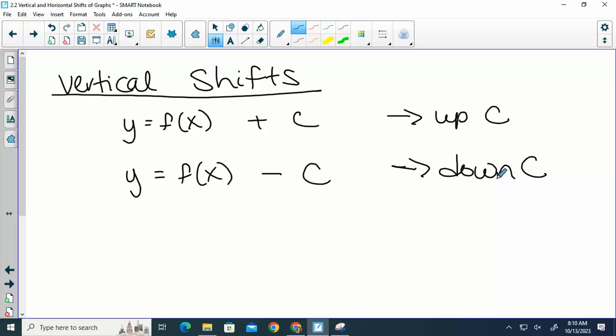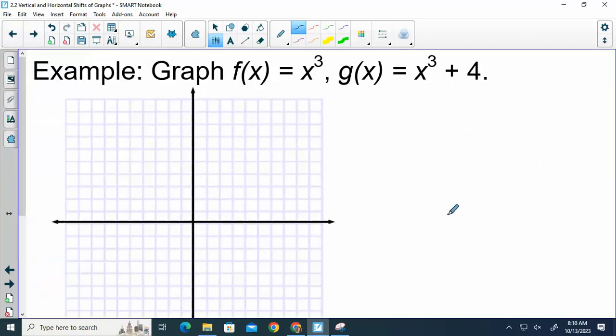When we graph these, I will ask you to do both a parent function and the final graph. I expect a minimum of 3 exact points on each. So we'll start with the parent function, which is going to be one of those basic functions we did in the last section. I will have you draw the parent function dashed, and then the final function solid, so I can tell the difference between the two. So let's say I asked you to graph f of x equals x cubed and g of x equals x cubed plus 4.